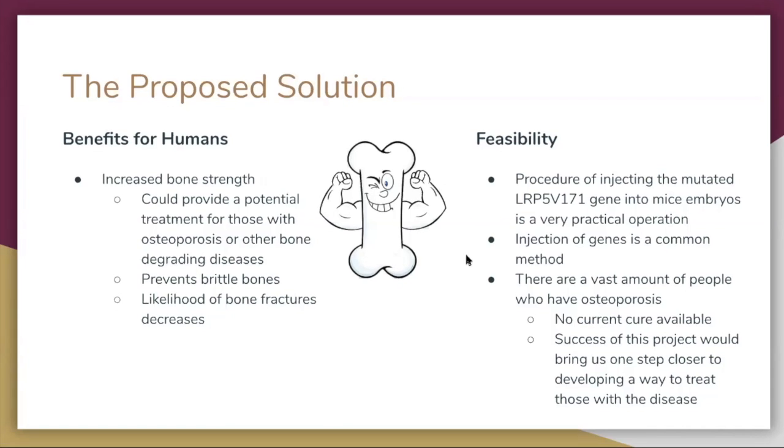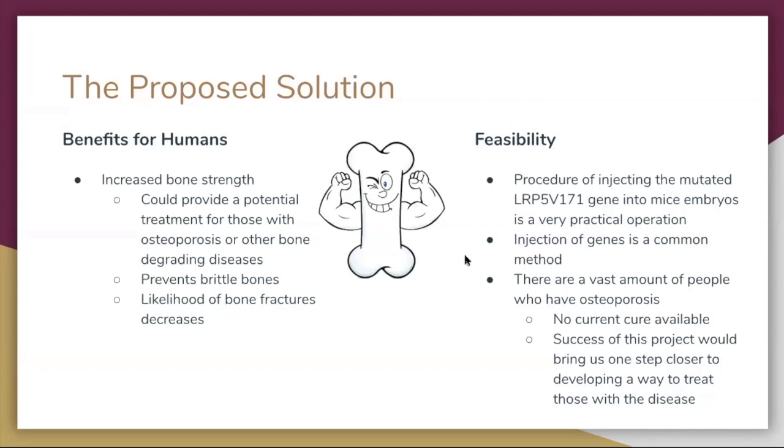For the feasibility aspect of this project, a procedure of injecting the mutated gene into mice embryos is a very practical operation. Injection of genes is a common method for many researchers. There's also a vast amount of people who have osteoporosis, yet there's no cure available. And the success of this project could bring us one step closer to developing a way to treat those with the disease.